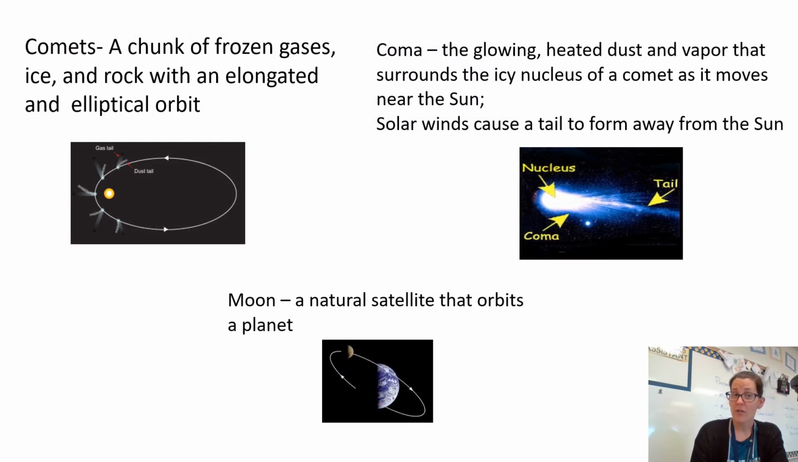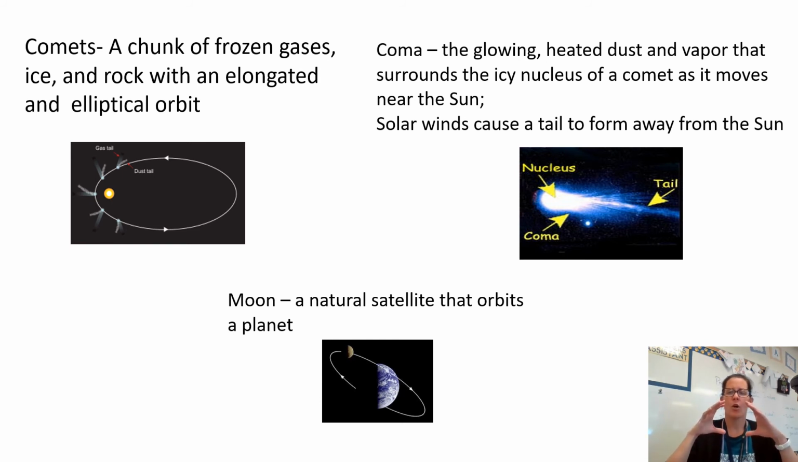So next on our list are comets, and comets are a chunk of frozen gases, ice, and rock, and they have an elongated orbit. It's called an elliptical orbit, and you might have heard the word elliptical in the past, meaning like an exercise bike. This isn't what we're talking about here. We're talking about an orbit.